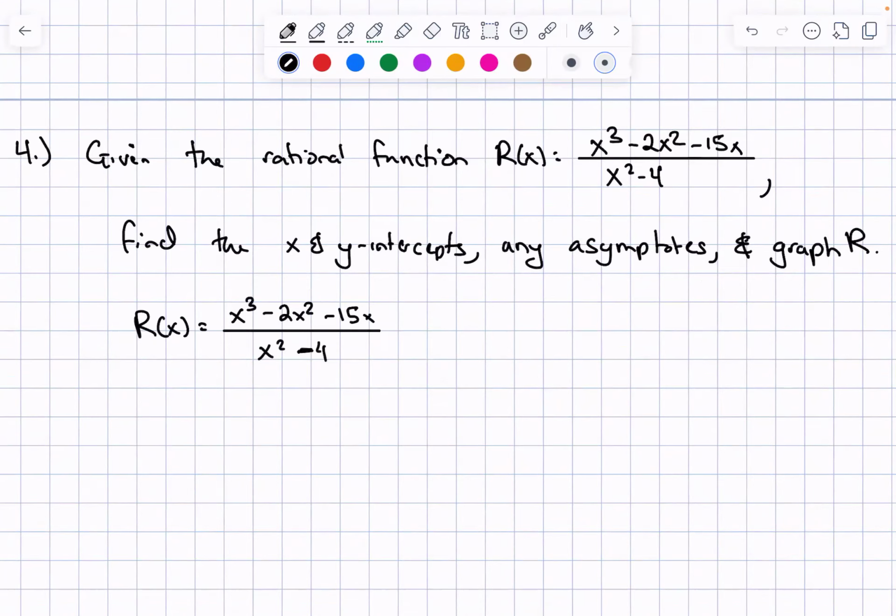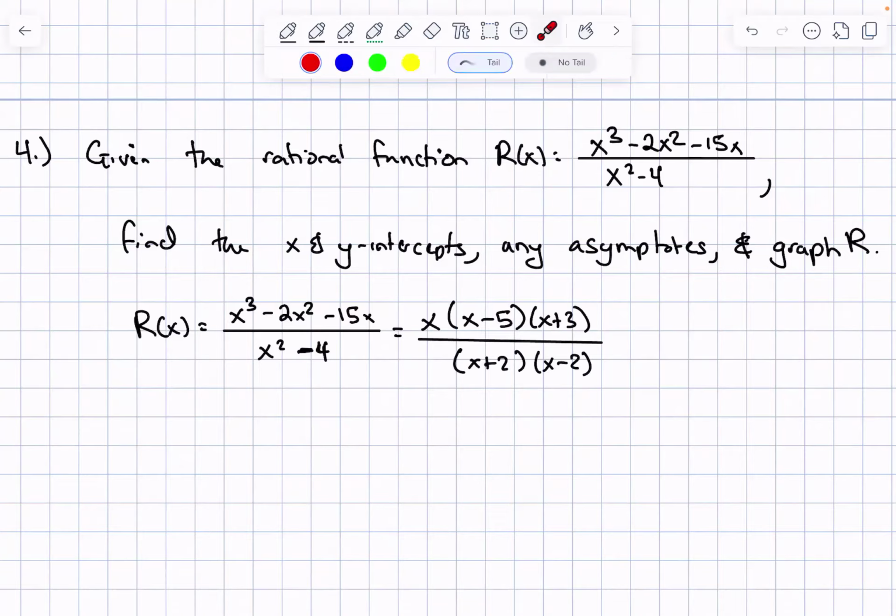because this is really nice for plugging in values, and it's also really nice for finding any horizontal asymptotes. And then I'll write it in its factored form, which is going to be x times x minus 5 times x plus 3 over x plus 2 times x minus 2. Now notice that nothing cancels, so this rational function will have zero holes. It won't have any removable discontinuities.